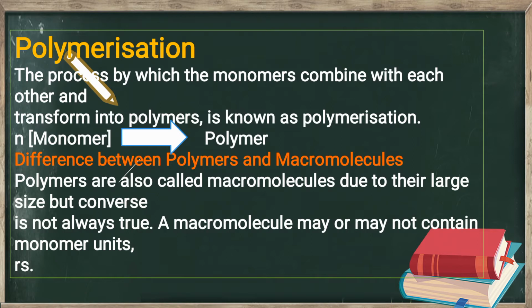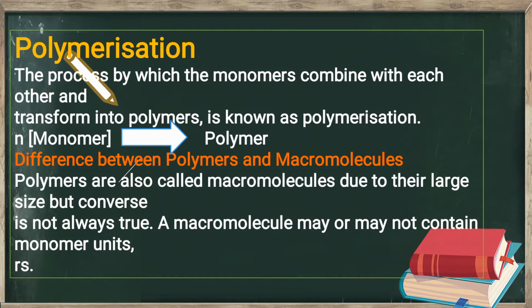What is the main difference between macromolecule and polymer? All the polymers are macromolecules but all macromolecules are not polymers. Why? What is the reason behind that? Polymers are also called macromolecules due to their larger size, but it is not always true. A macromolecule may or may not contain monomers.